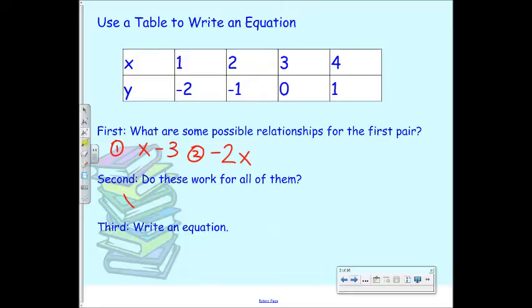Does multiplying by -2 work for all of them? No. If I do 2 times -2, what does that give me? -4. So that doesn't work. As soon as we get to the second point, this equation doesn't work for that second point. So this is then called the rule of the function. So we would say y equals x minus 3. And that's your equation that comes from that table. So you take your x value, you figure out how you get from x to y, and then that becomes the rule of your function.